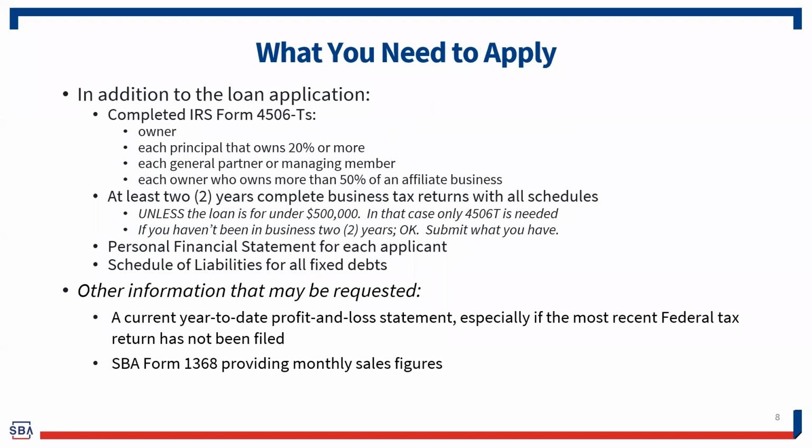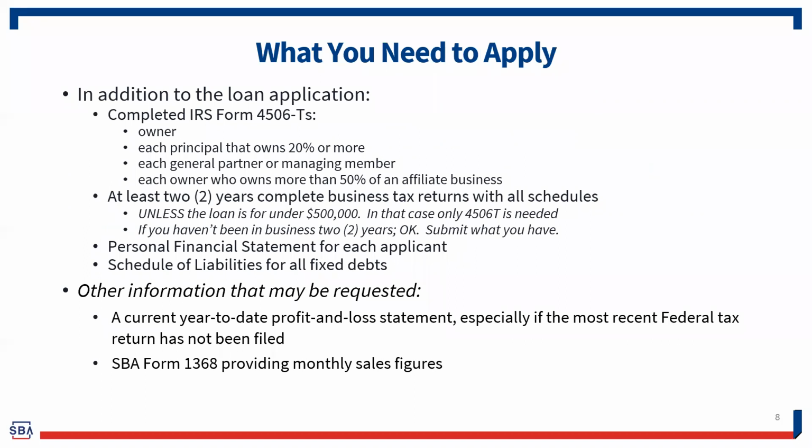So what do you need to apply? The basic loan application will be obvious when you look at it. In addition, you're going to need an IRS form called a 4506T. That lets us get your IRS transcript from the IRS that we can look at as we do your loan work. We will need that for the owner of the business. If there's more than one owner, we may need it for all of them.